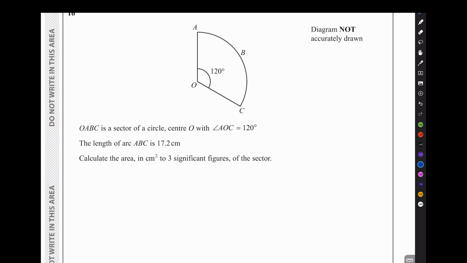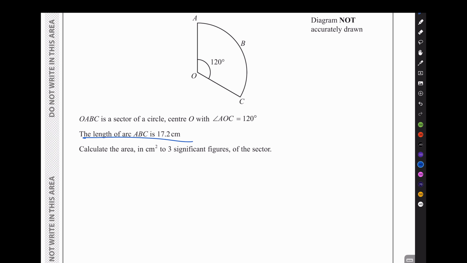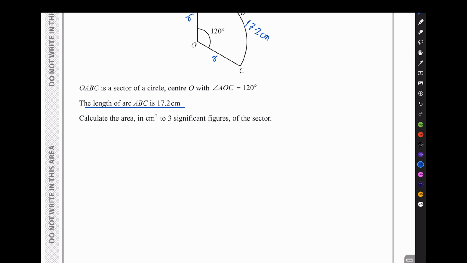Okay, question 16. We know the arc length, which is 17.2 centimeters. Let me label the radius r. The formula for arc length, always write the formula, is theta by 360 times 2 pi r. What can we find from this equation? We can find the value of r, since we know the arc length, 17.2, and theta, which is 120 by 360 times 2 pi, and we need to find r.